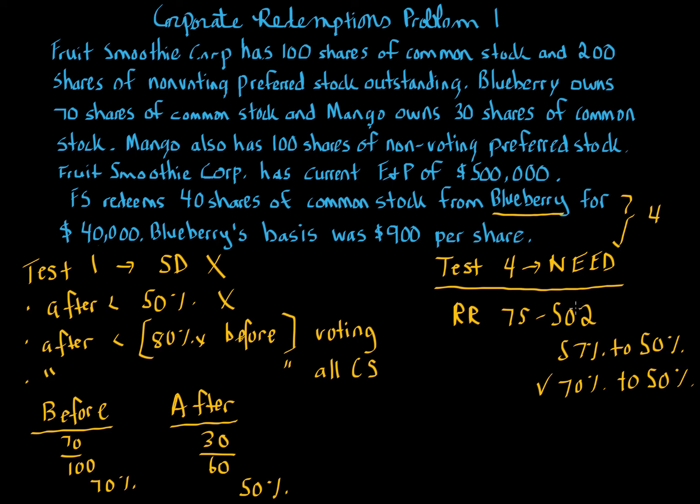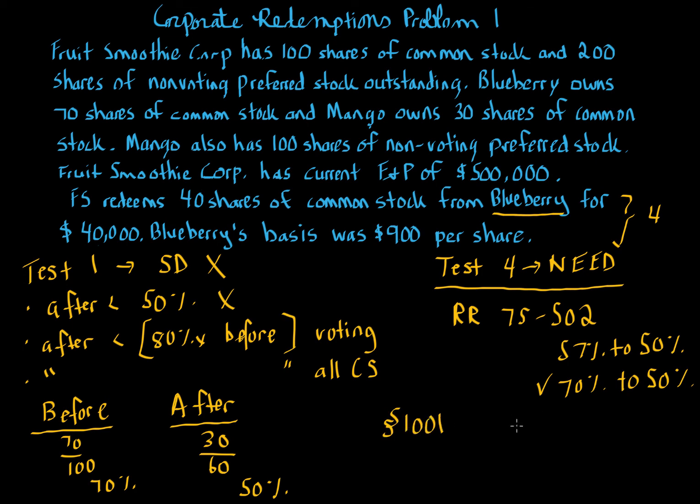Now it's possible though that your instructor might view this differently, and they might view that it doesn't meet test 4. I think it does, but there have been times where I thought it didn't. So this one actually could go either way, but it looks like you could argue from the revenue ruling there's a good argument. So we're going to treat it that way. We're going to treat it as a section 1001 sale or exchange.